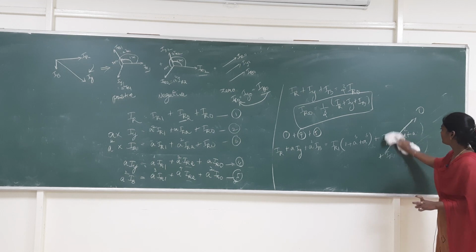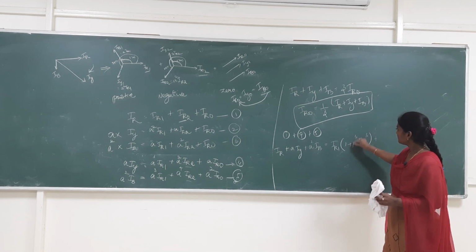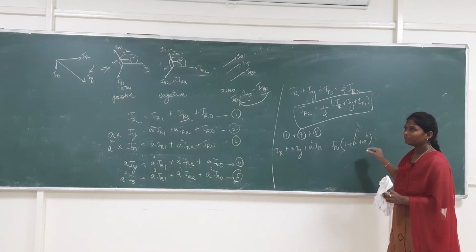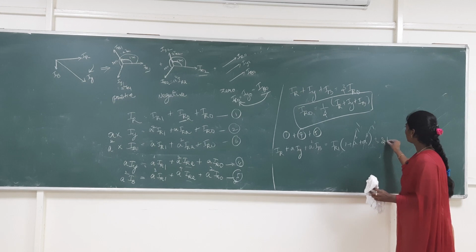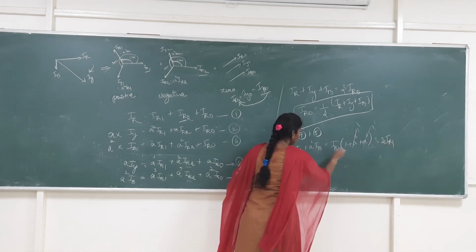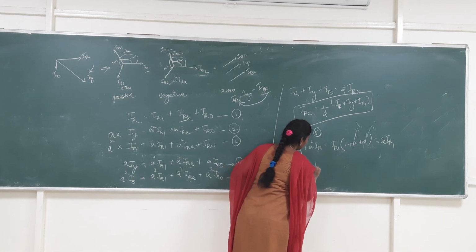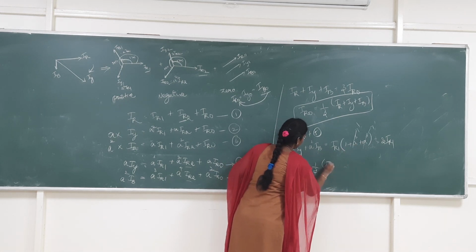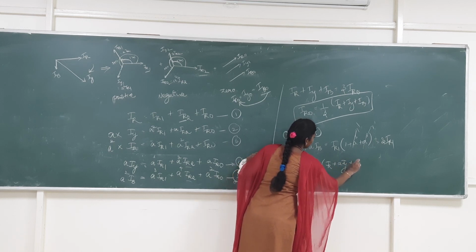So A cube equals 1, A cube equals 1. So 3 times IR1. If I want IR1, that equals 1 by 3 times (IR plus A into IY plus A square IB).